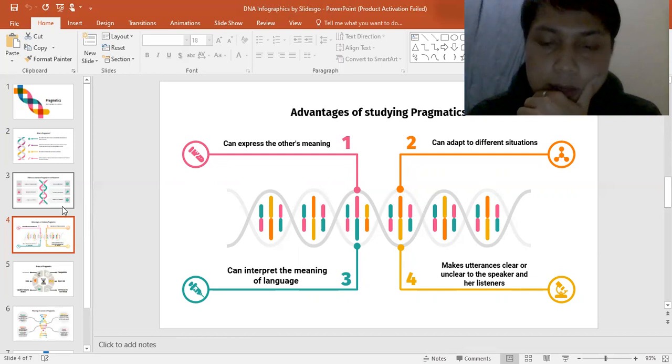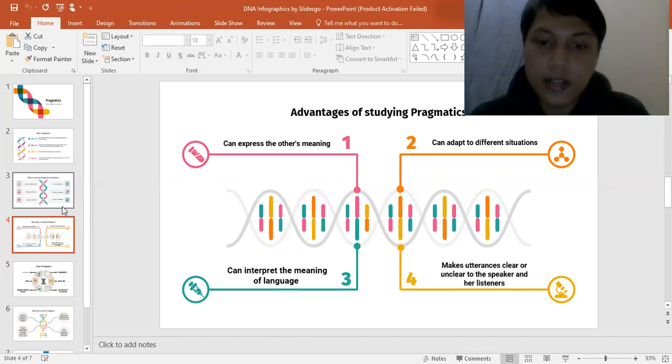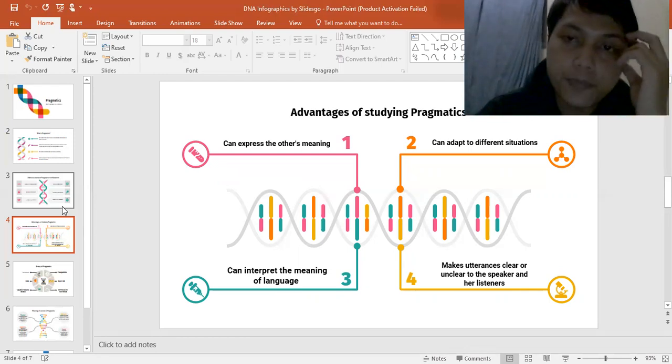The context and the social side, body language, and the tone of voice, or the pragmatics, is what makes an utterance clear or unclear to the speaker and the listener.